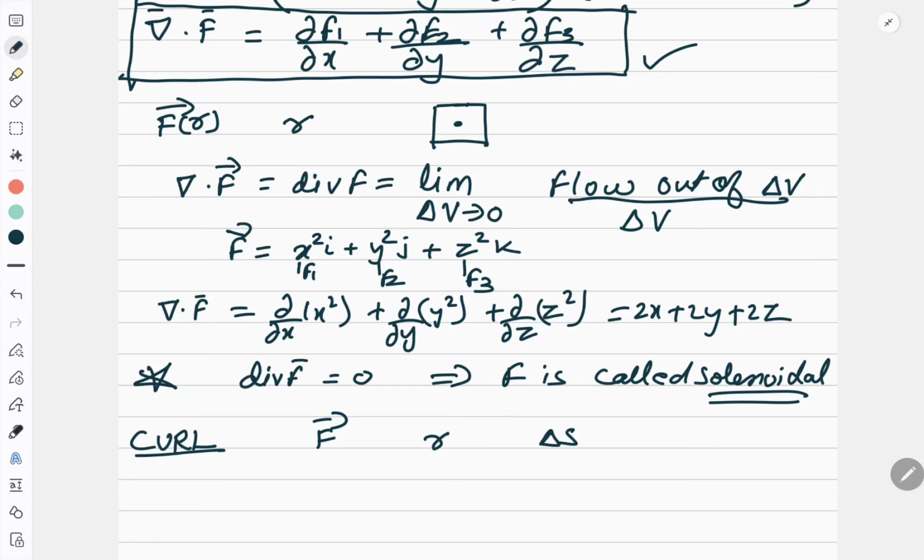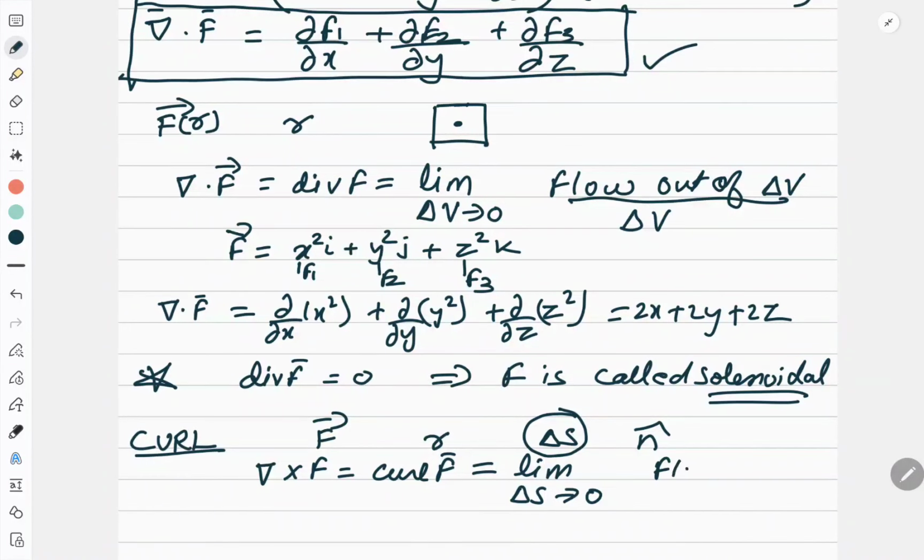Okay, that is perpendicular to n cap, and find the flow around this del s per unit area. So if around this del s I find the flow per unit area, that is called the curl. So I can say that curl F is equal to the limit, as this area becomes 0, it is just representing the small area, of flow around del s upon del s. So this is a physical interpretation of curl.